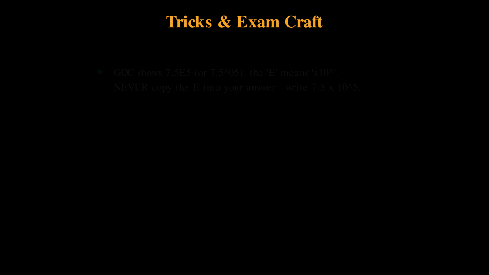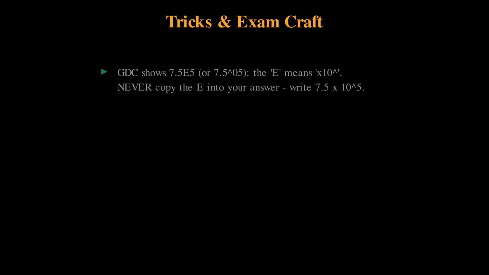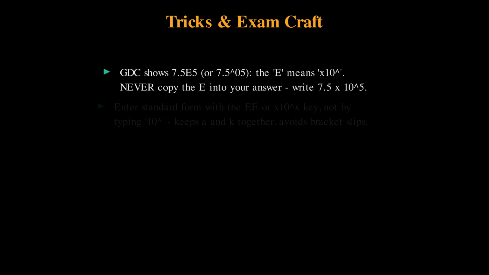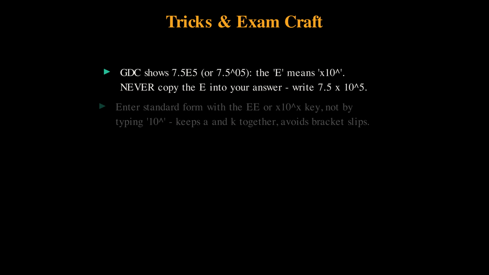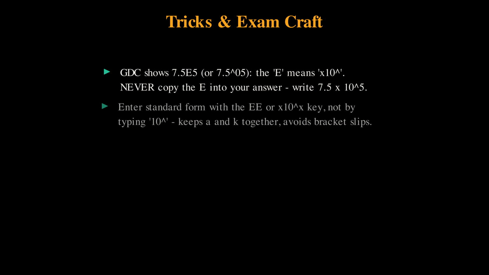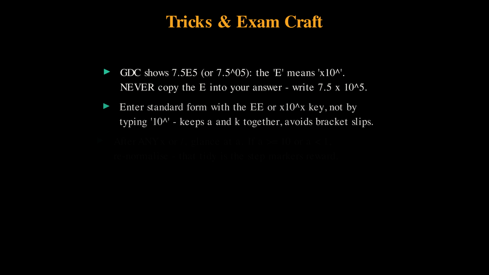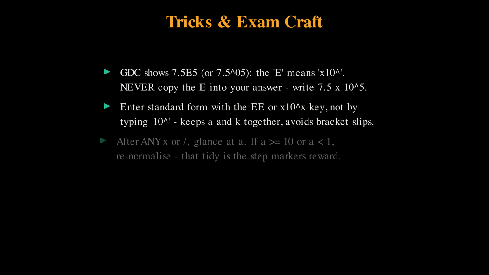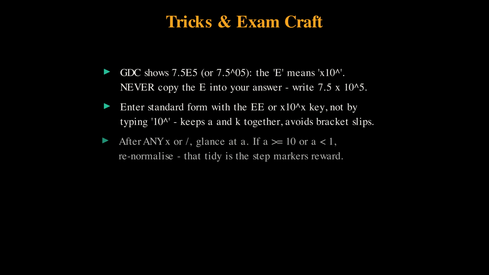Now the exam craft: 5 things that turn correct maths into full marks. First, your calculator displays standard form with a capital E, 7.5E5. That E just means times 10 to the. It is calculator shorthand; never write it in your answer, or you lose the mark. Second, when you type these in, use the E, or times 10 key, rather than typing 10 to the power. It bundles A and K and stops bracket slips. Third, after every multiply or divide, glance at A and renormalize if it has drifted. That tidy is worth marks.